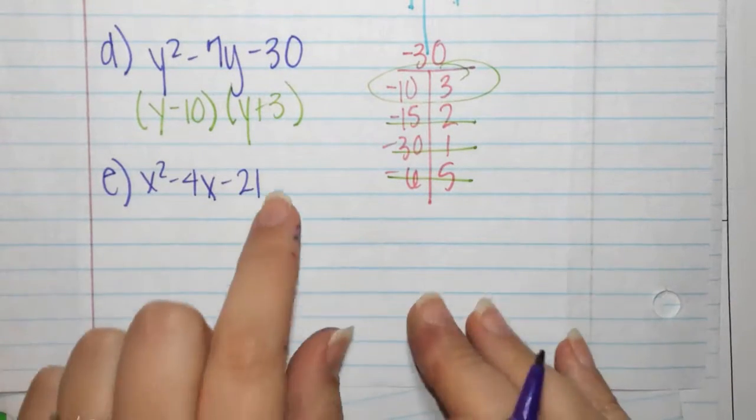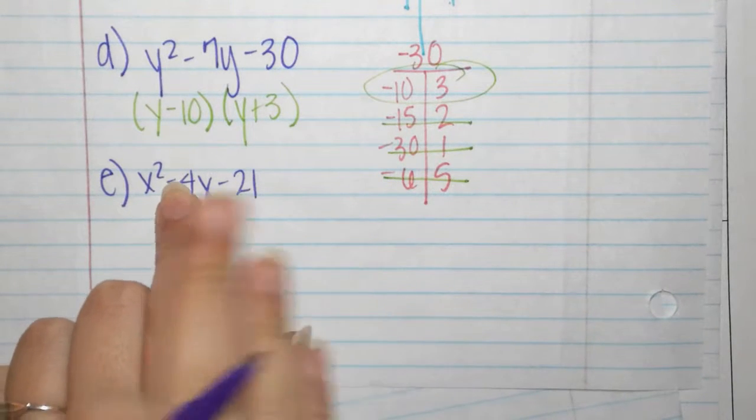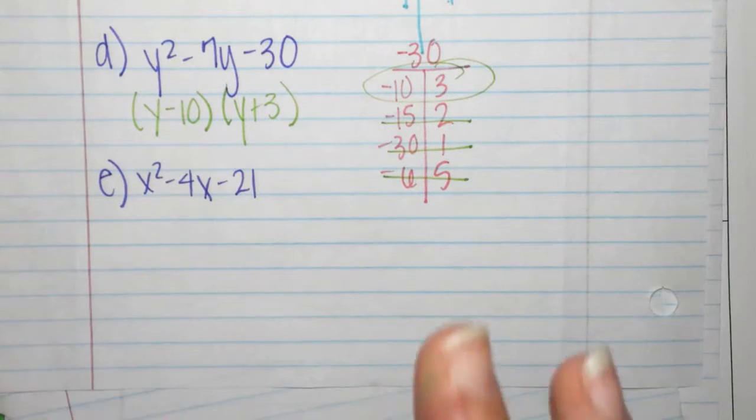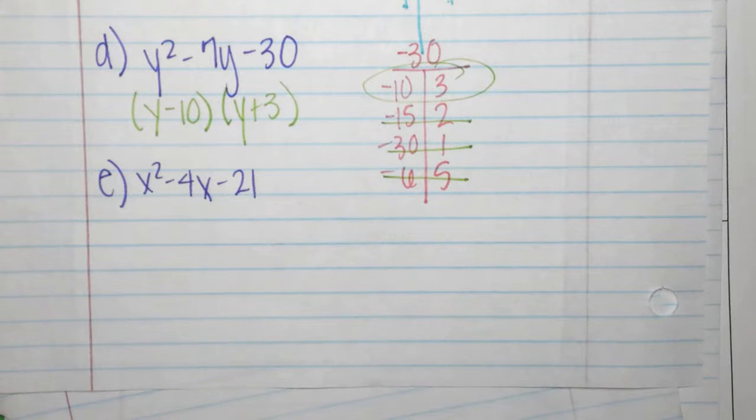Now, we have to look at C. If C is negative, we look at B. So what's our big factor going to be this time? It's going to be negative. Why? Because B is negative. Take a point.